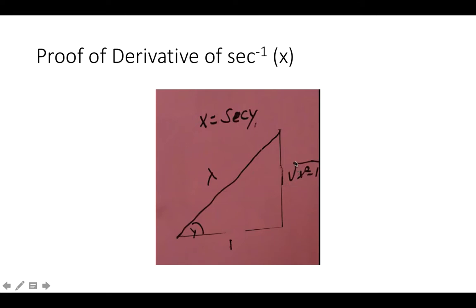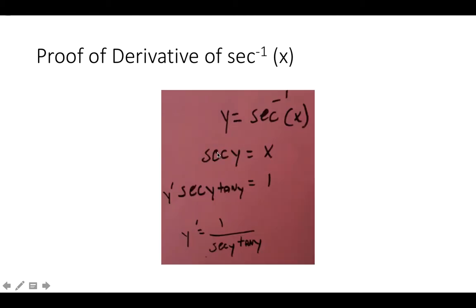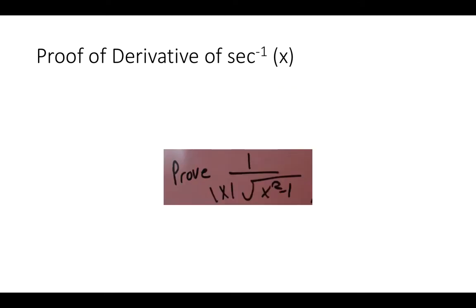We get the square root of x squared minus 1 on one side, we have 1 on the adjacent side, and then we have the hypotenuse as x. But this still doesn't tell us how this relates to this.